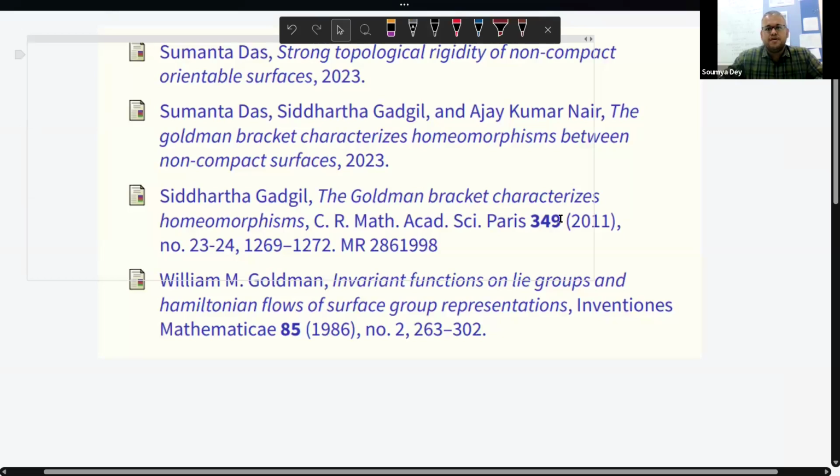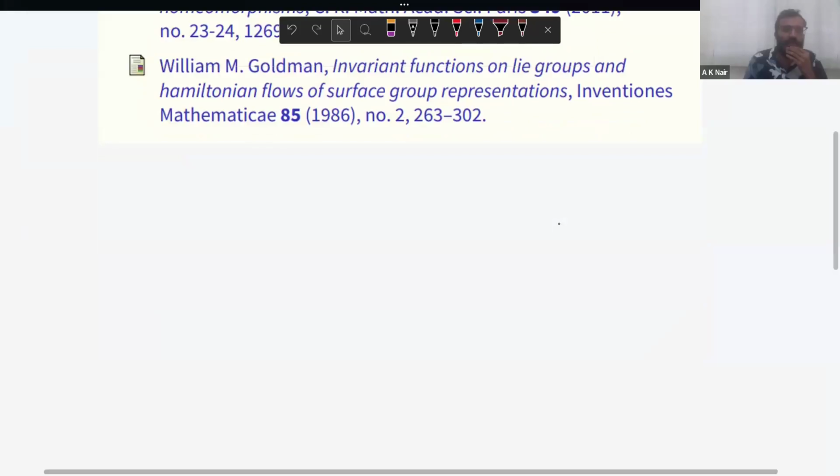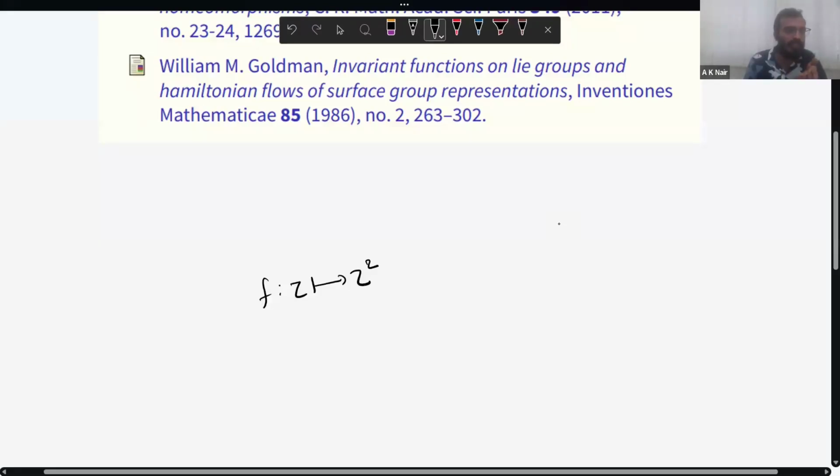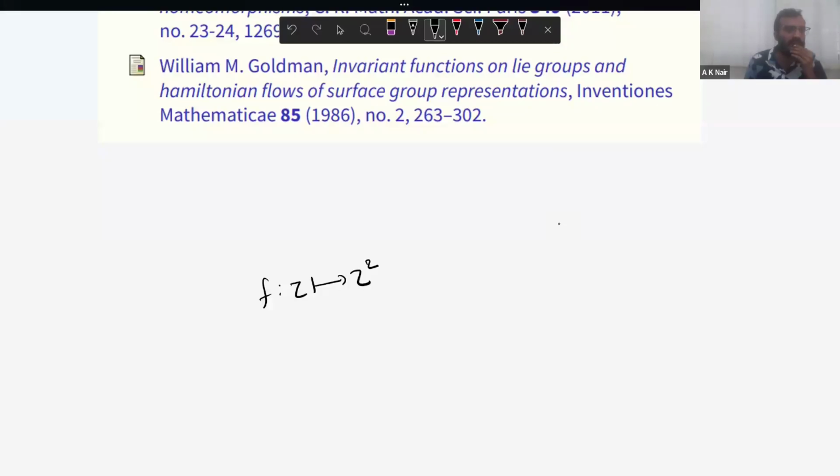Why are you not considering the plane and the cylinder? So in the plane case, you have maps like z going to z squared. This is not a homeomorphism because it has degree 2, but it is a homotopy equivalence. So in the plane and in the cylinder, you have very easy counterexamples.